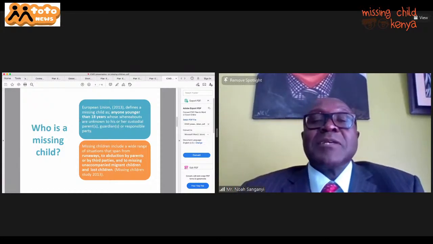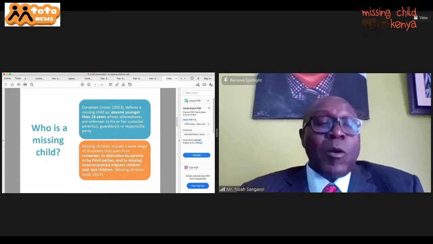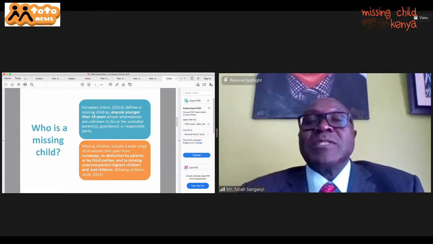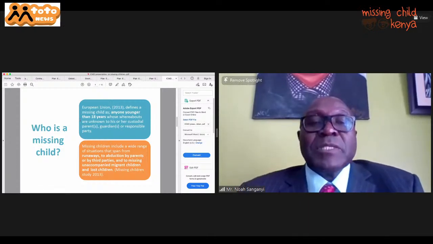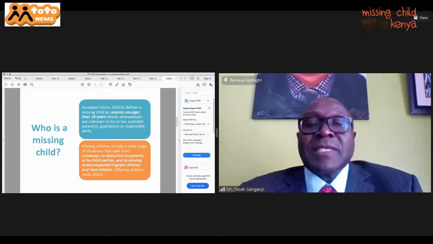And for us, we try to bring in this definition in what I've just explained to you according to our constitution. So it is closer to this. Missing children include a wide range of situations that span from runaways to abduction by parents or by third parties, and to missing unaccompanied migrant children and lost children. This is a study that was done in 2013.